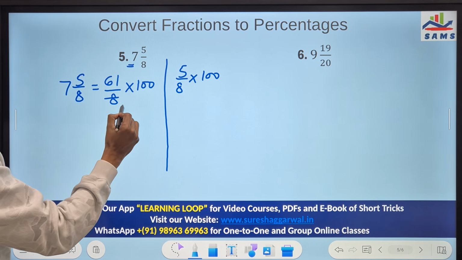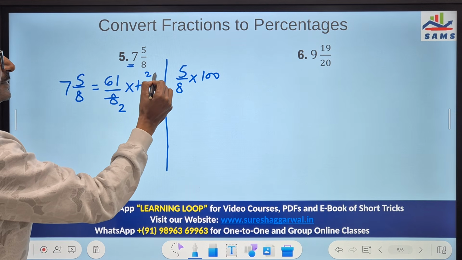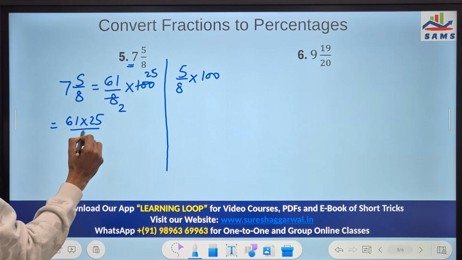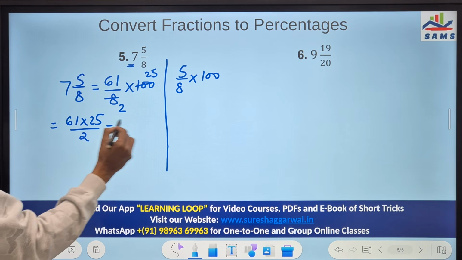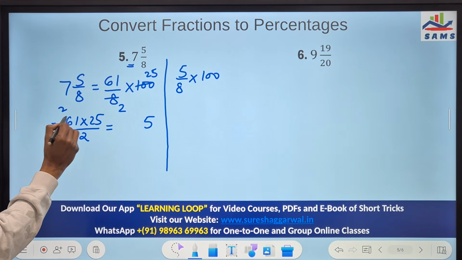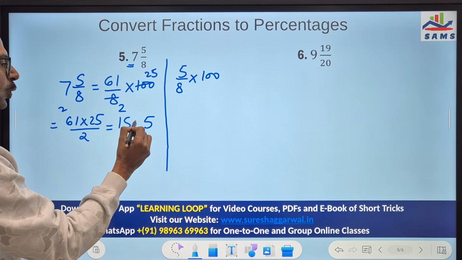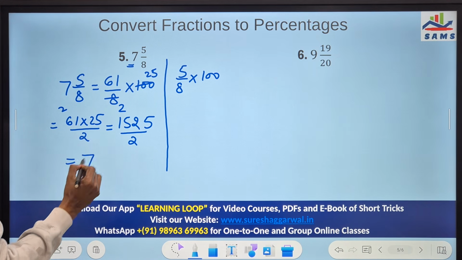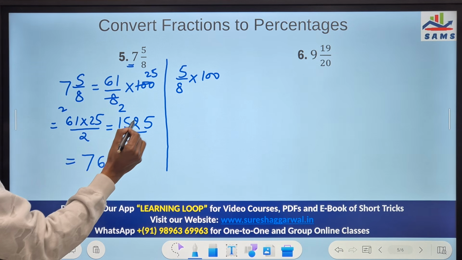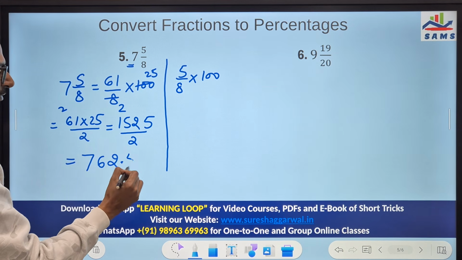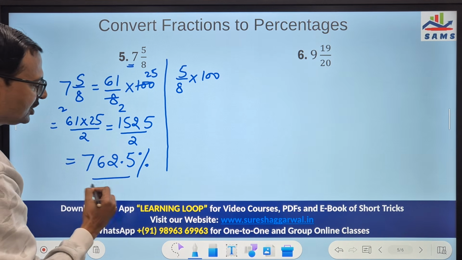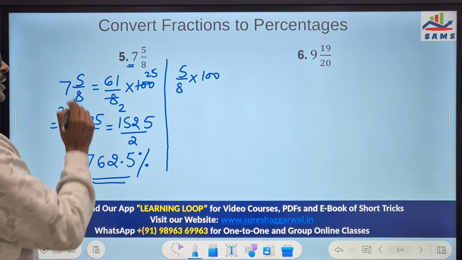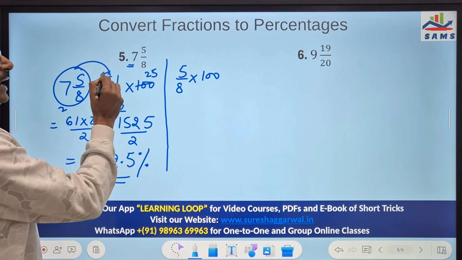Here 4 2s are 8, and 4 25 times, right? So this is 61 times 25 upon 2, which will give me 25 ones are 25, 5 2 carry. This is 150 plus 2, 152 upon 2. And so if you divide this by 2, you get 2 7s are 14, 6, and then 2 2s are 4 and 5. 762.5% is the answer.